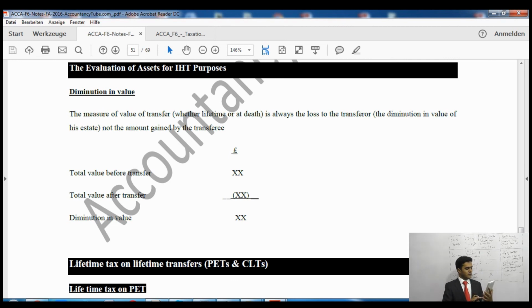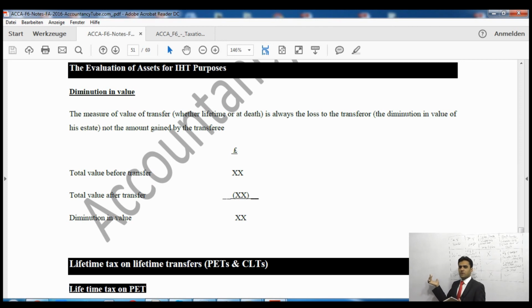Now let's see this thing, diminution in value. It says the measure of value of a transfer, whether in lifetime or at death, is always the loss to the transferor, the diminution in value of his estate, not the amount gained by the transferee. So how do we calculate that? We take the total value before transfer, less the total value after transfer, and that is the amount which is called diminution in value, and that diminution in value we will take as the transfer of value.